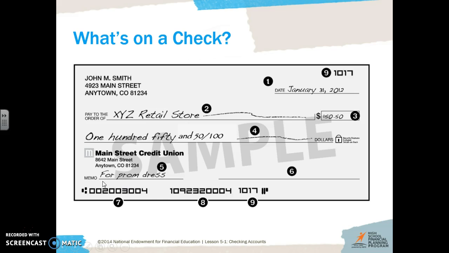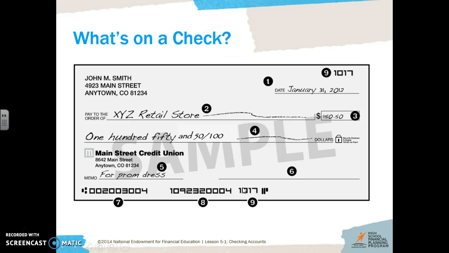Number 7, this is the routing number to identify the financial institution that holds the account funds. So every single bank has a different routing number. That is printed on there. You won't ever have to write it out. But this is kind of like your bank's identification number. Number 8 is your checking account number at your bank. So this number right here tells the bank which account to take the money out of and who to send it to from pay to the order.